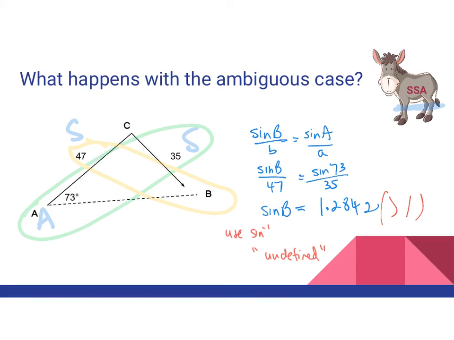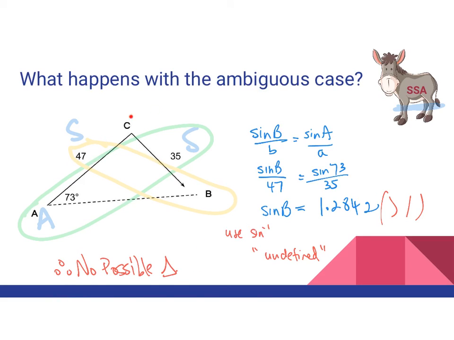So what does that mean in terms of this actual triangle here? It means that this particular side is not long enough to reach the side here. If you have a side of 47 here and an angle of 73 here, the 35 is not long enough to reach this side. So it falls short. There is no triangle possible here. So therefore, there is no possible triangle.